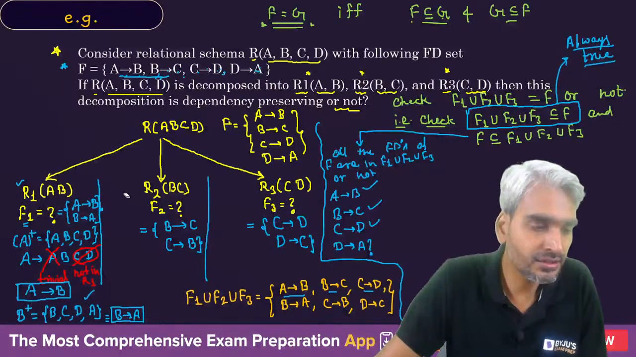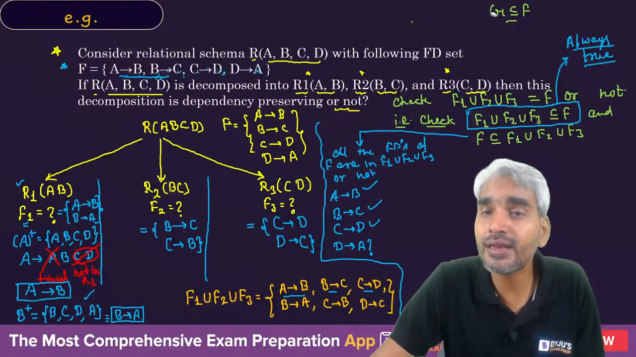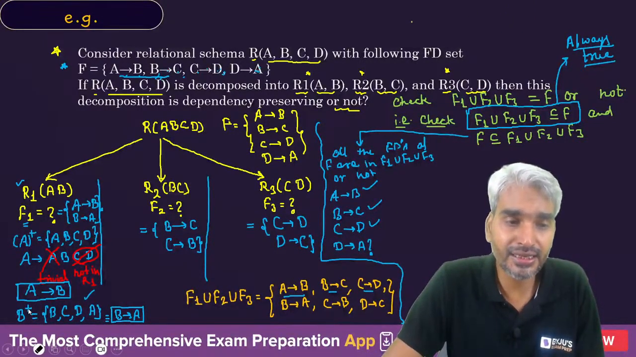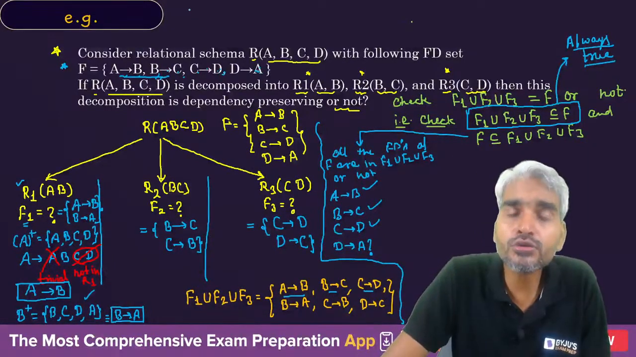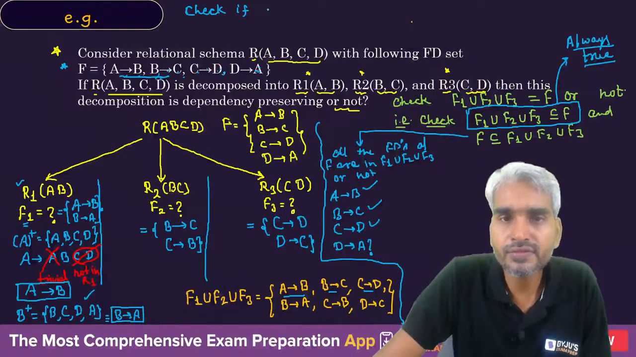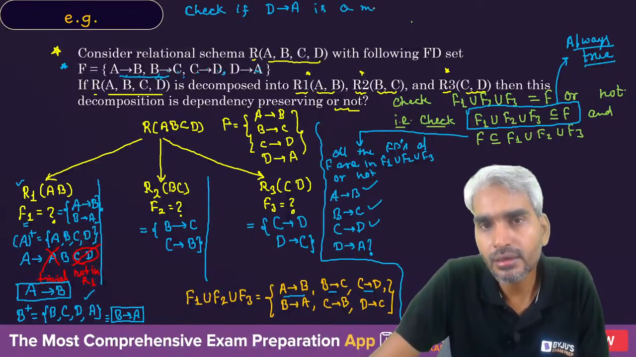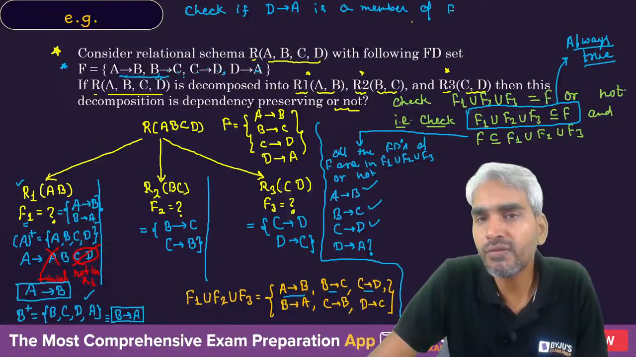Tell me fast. Yes. So that's the idea. You may say, sir, that D implies A is not directly available in F1 union F2 union F3. But you need to check what? We are checking whether D implies A is a member of F1 union F2 union F3 or not, a membership property.